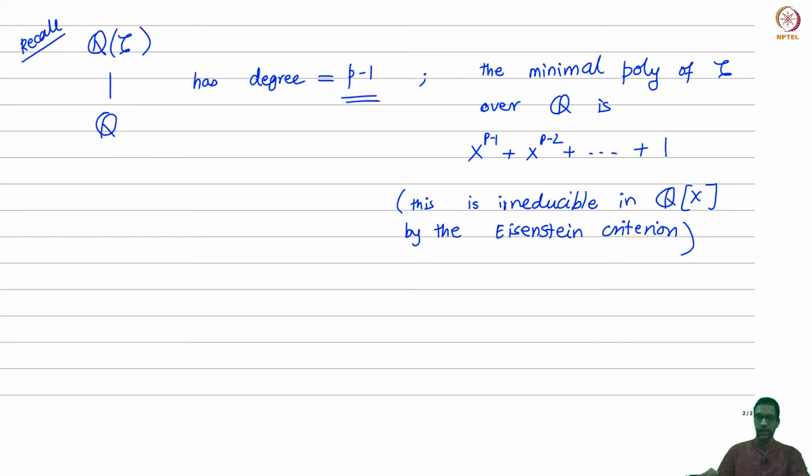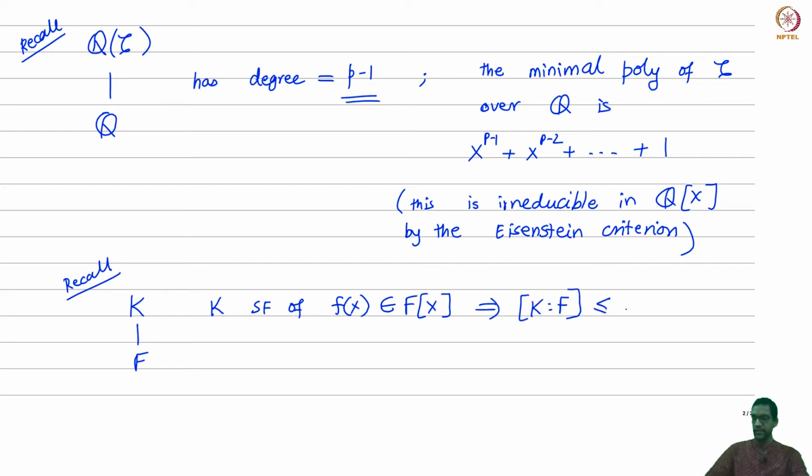Okay. So recall, of course, the general upper bound we proved: if K is the splitting field of some polynomial f(x) in F[x] over some base field F, then the degree of K over F, as we had shown already, is at most d factorial, where d is the degree of this polynomial f(x). So in this particular example, it's at most p factorial, okay, but in reality it's much smaller, which is actually just p minus 1.